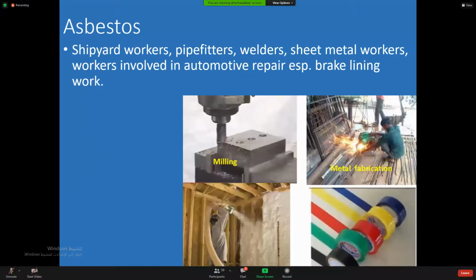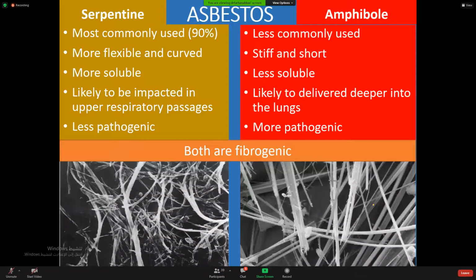Okay. Now we come to asbestos. Usually asbestos is very common in areas where shipyard workers are exposed, some pipe fitters or plumbers and welders, and some metal workers, and some industries where insulation material is being produced. Asbestos is very common over there. Now, asbestos comes in varieties. One is the serpentine, and the other one is the amphibole.